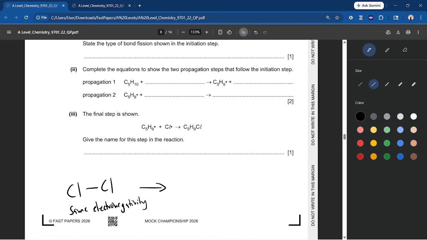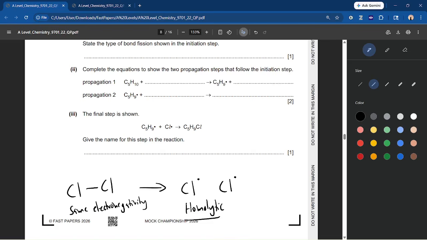So because they have the same electronegativity, when they split, they're going to split evenly. So this is known as homolytic, because they both share the same number of electrons. So it's split between them equally.